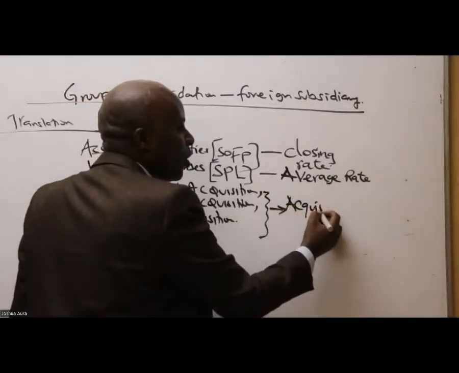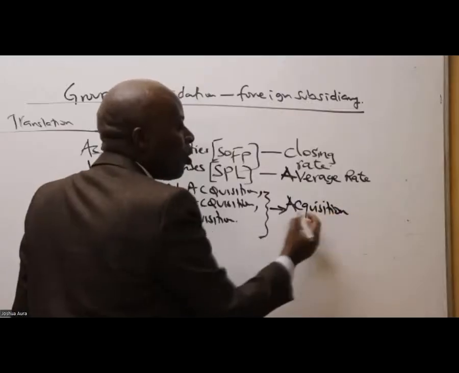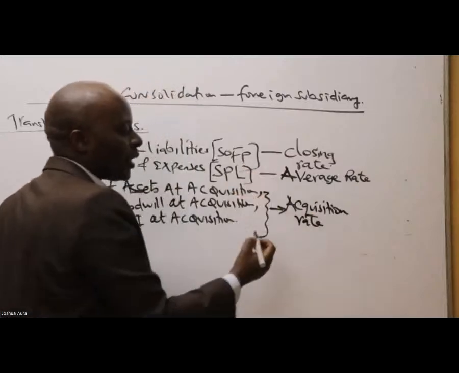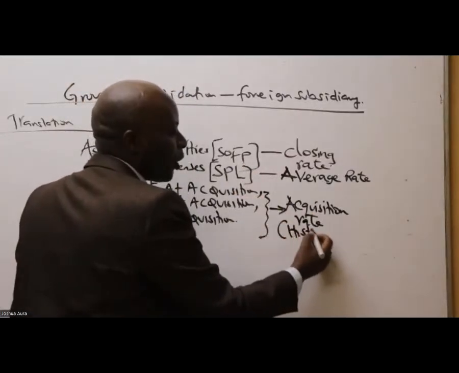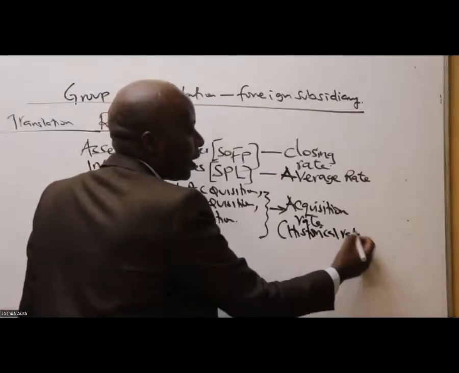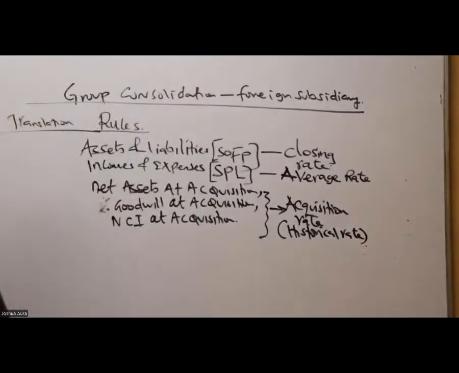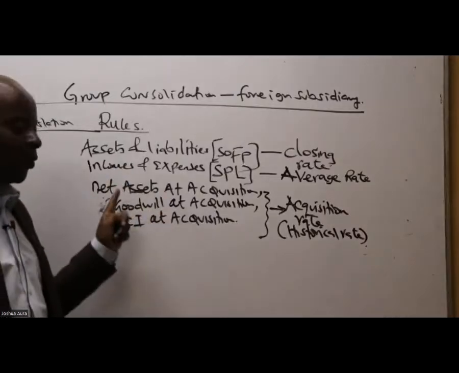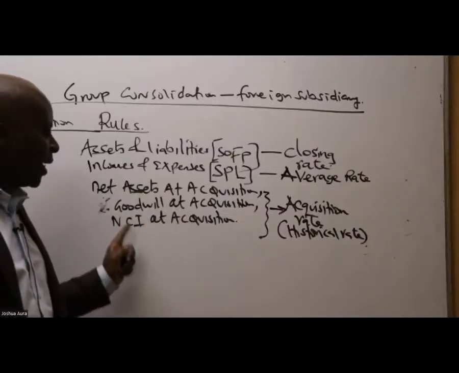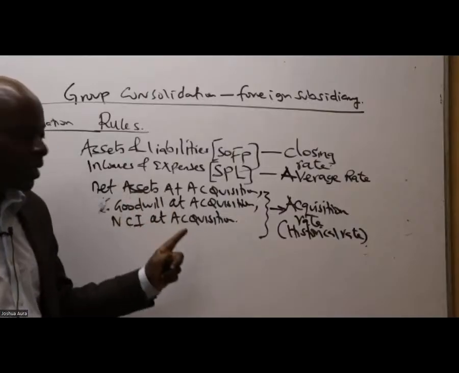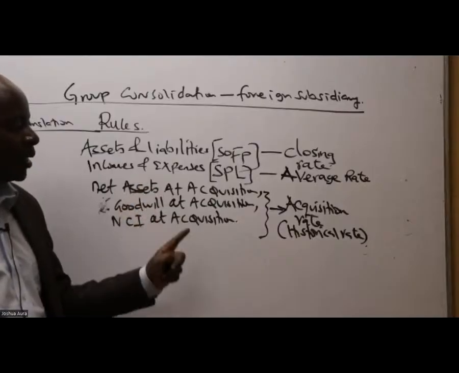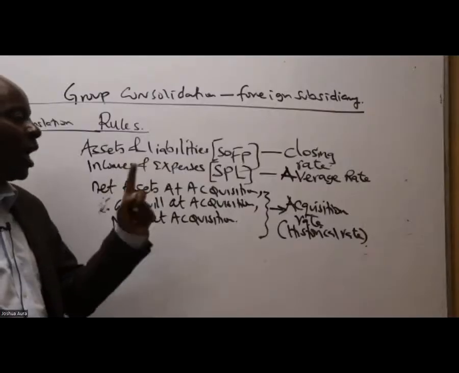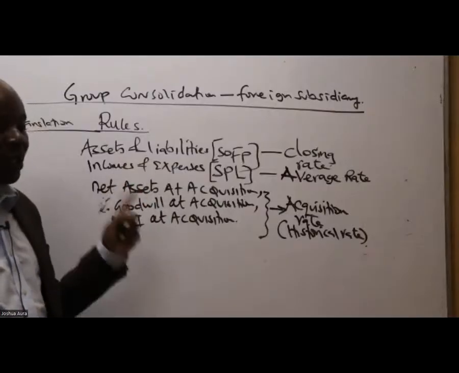The rate which existed on the date of the acquisition. So the acquisition rate, you'll get some books calling this the historical rate. So anything you hear like net assets at acquisition, goodwill at acquisition, NCI at acquisition, these ones, we shall always be translating them using the rate that existed during the acquisition time, which is also known as the historical rate.